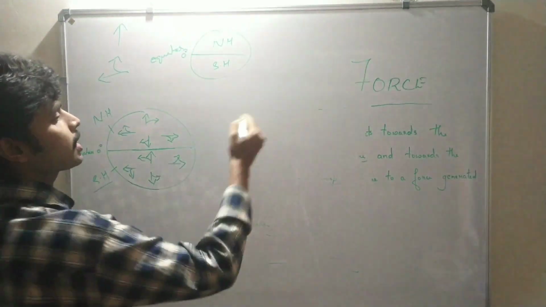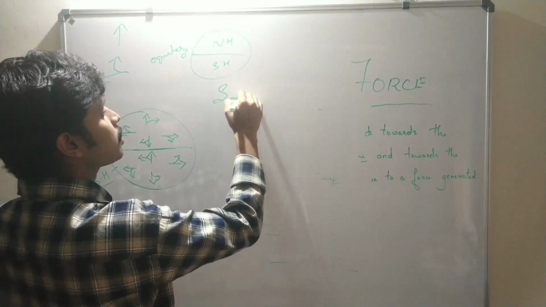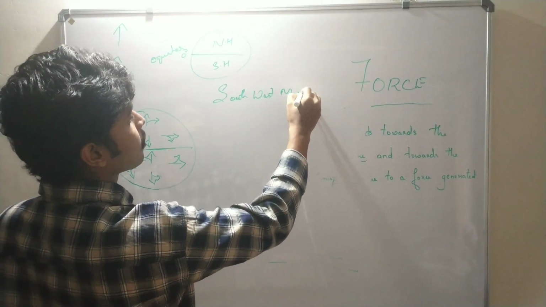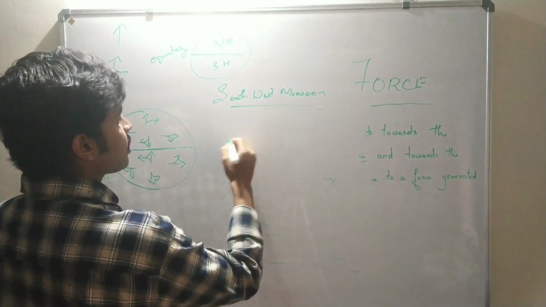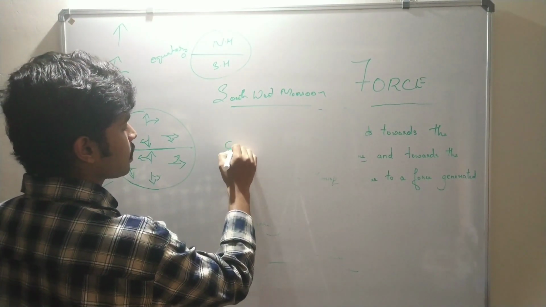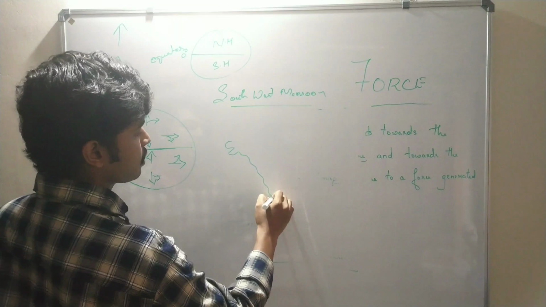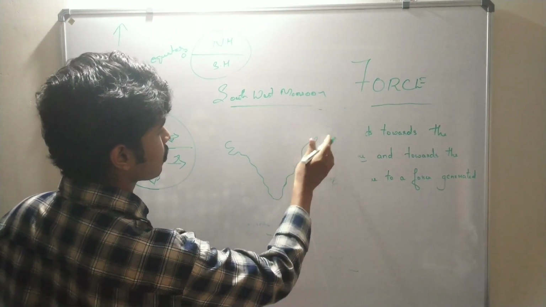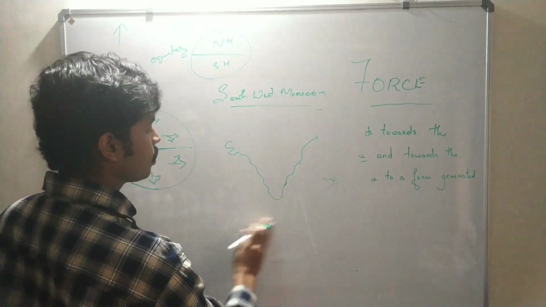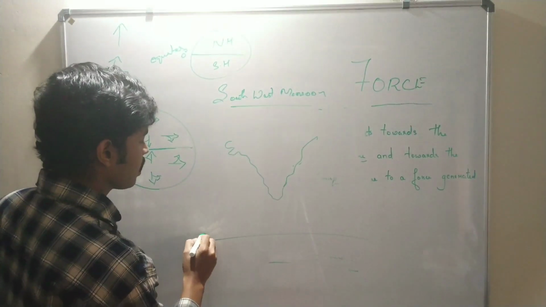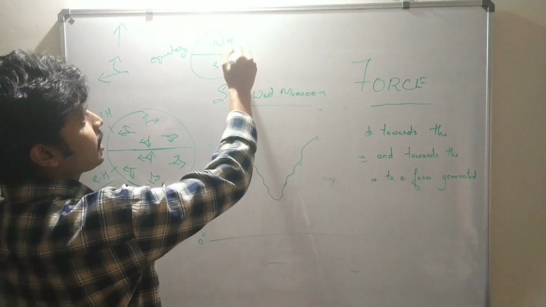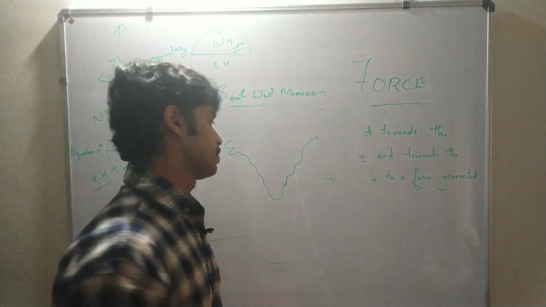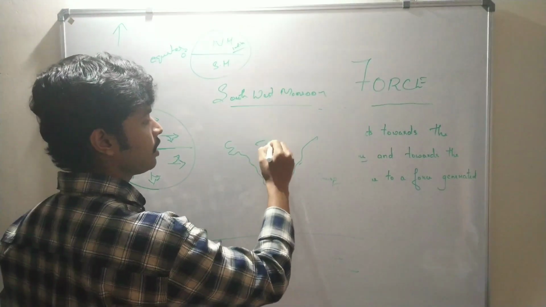So if we are considering the southwest monsoon, we know that if we are considering the southern part of India, I'm just drawing the southern part of India. Okay, so we know that there will be equator in this side. We know that India is in the northern hemisphere. India lies in the northern hemisphere. So this is the southern part of India.